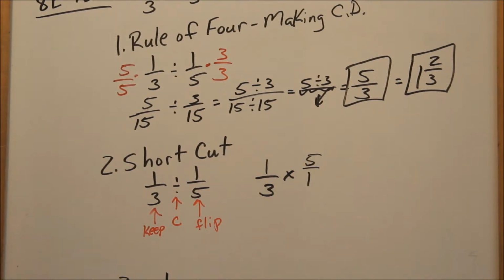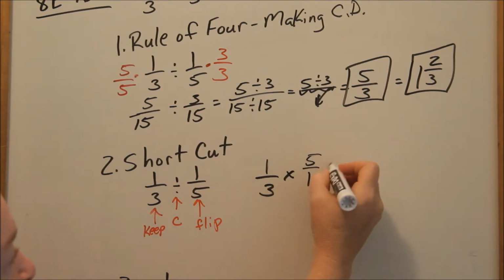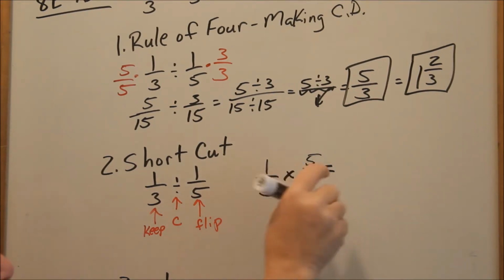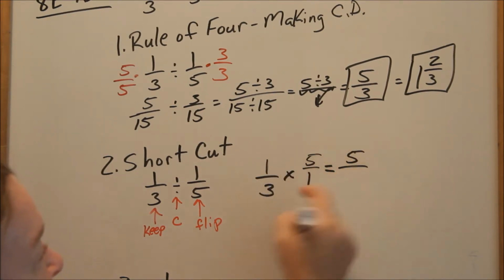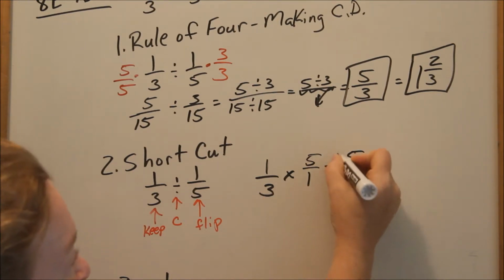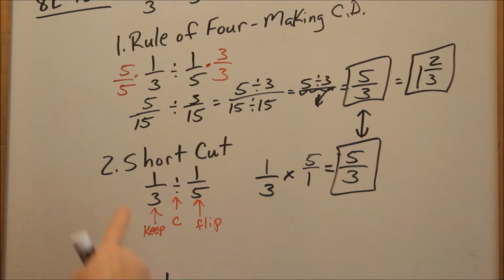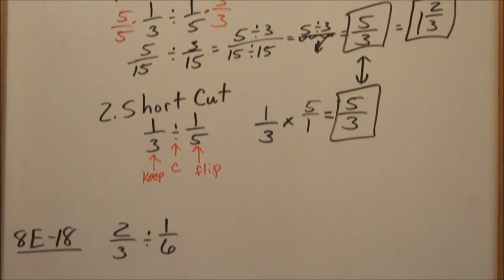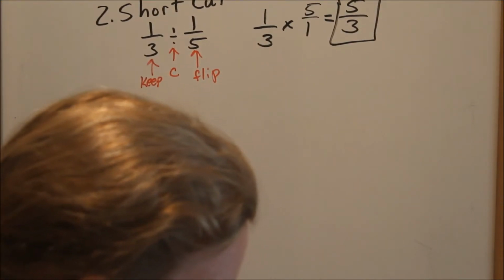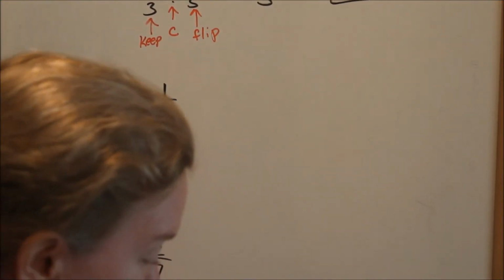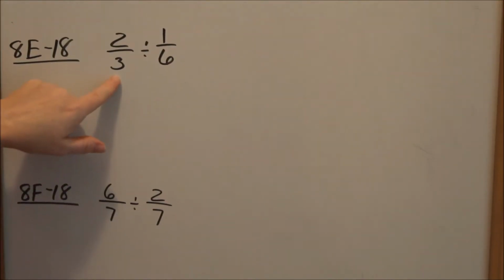So it becomes 5/1. Now we're multiplying. You just multiply straight across. 1 times 5, 5. 3 times 1, 3. And then you see we get the same answer as we did above. This is the shortcut way. This is how I'm going to do them from here on out. So look at 8E number 18. And in your homework, I'm okay that you do them the shortcut way.